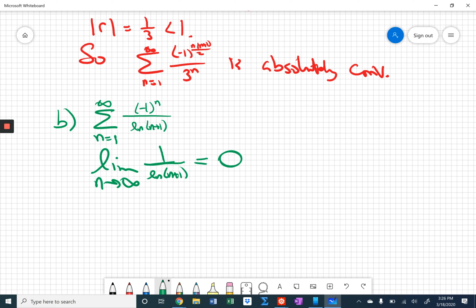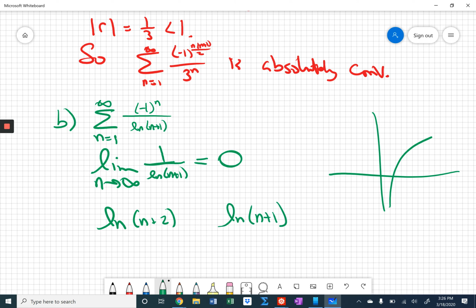And the terms: the natural log function is increasing. That's a poor approximation, but just to give you a sense of what's going on, it looks like this. If I'm plugging in n plus 1 to the natural log function, and I plug in the next number after n plus 1, which is n plus 2, since the natural log function is increasing, then the natural log of n plus 2 is going to be bigger than the natural log of n plus 1.